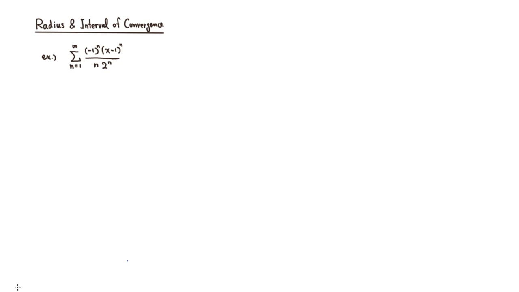All right, let's look at the radius and interval of convergence of a power series. Let's dive right into this example. We have a summation from n equals 1 to infinity of negative 1 to the n times quantity x minus 1 to the n, over n times 2 to the n. What we're going to do is apply a ratio test here.